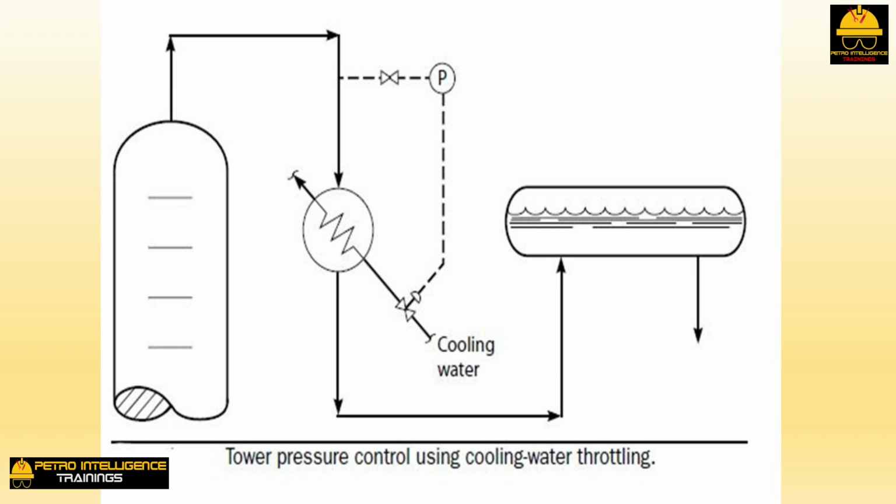Closing the water valve to the tube side of the condenser increases the condenser outlet temperature. This makes the reflux drum hotter. The hotter liquid in the reflux drum creates a higher vapor pressure. The higher pressure in the reflux drum increases the pressure in the tower. The tower pressure is the pressure in the reflux drum plus the pressure drop through the condenser.